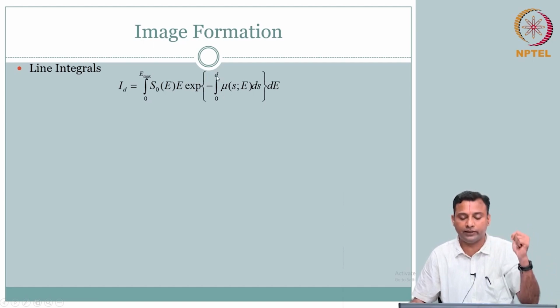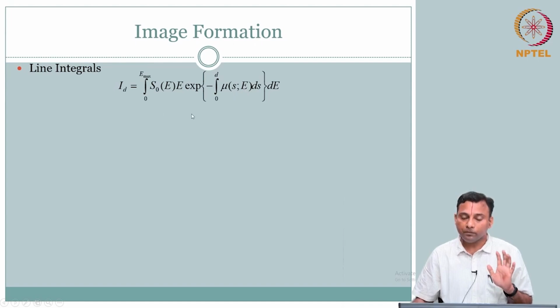I am not just interested in the net sum. I want to actually go back and say, what is the mu along the path? How does the mu change along the path? Of course, there is another variable. Mu is also a function of energy. So, our objective in CT is going to be, we are not just happy about this ID.